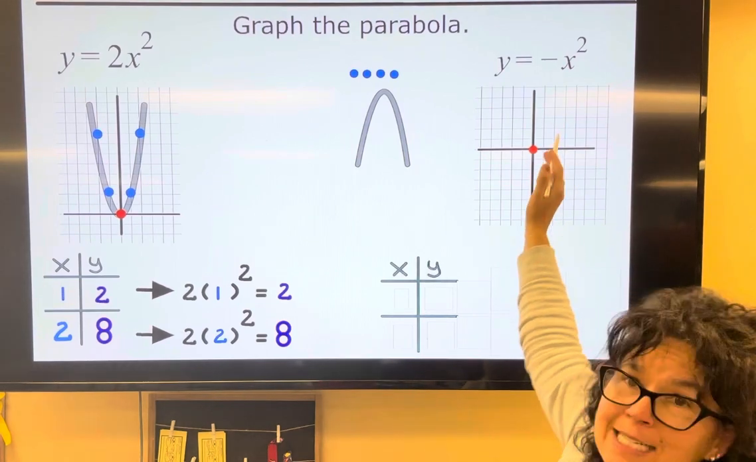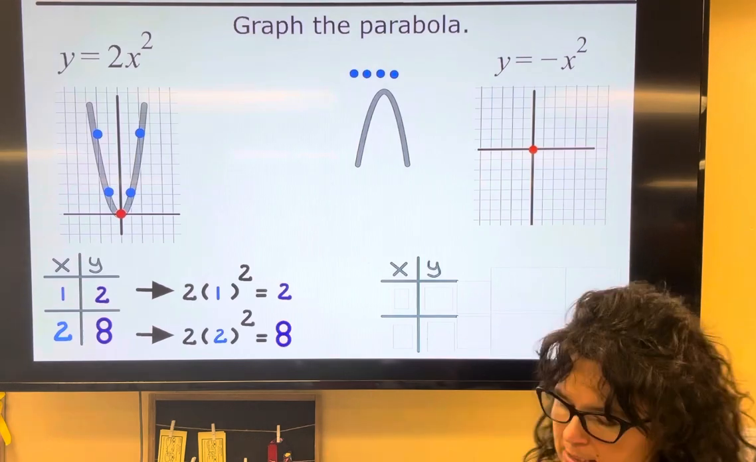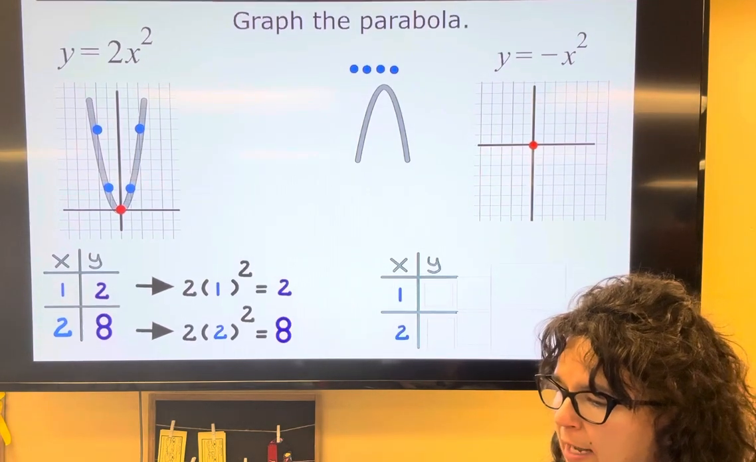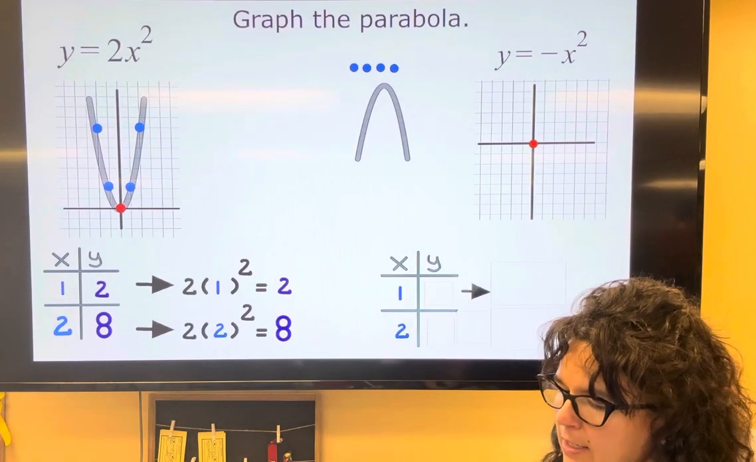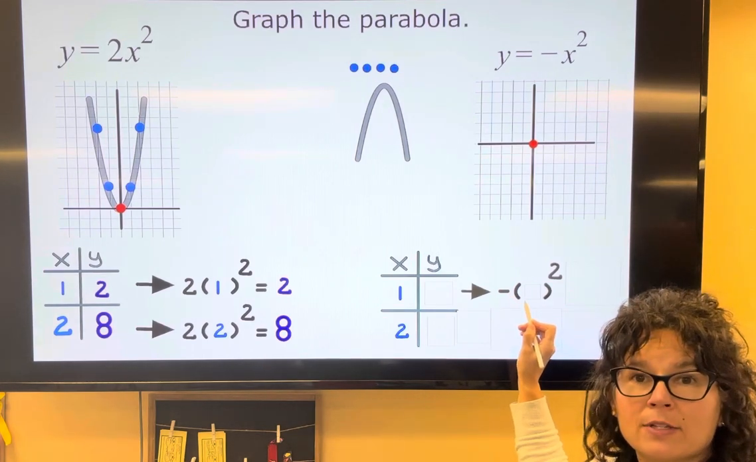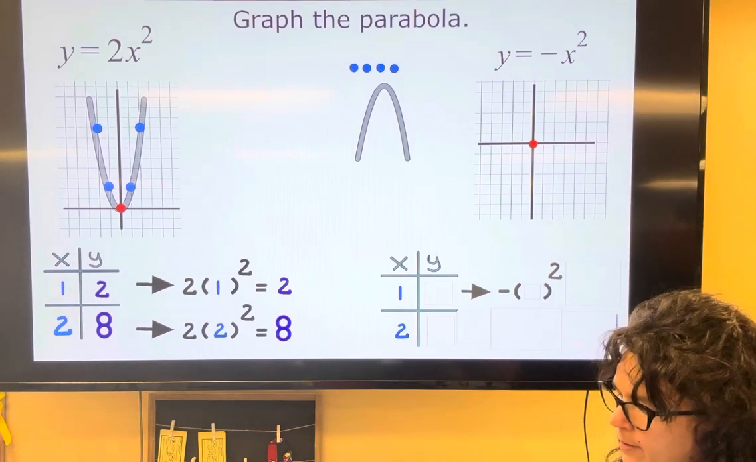One more time, I did not see addition and subtraction, so that means my vertex was at 0, 0. Let's pick some numbers close to 0. So I'm going to go with 2 and 1 and 2. If I substitute 1 into this equation, I have negative, a set of parentheses squared. So I'm going to substitute in 1.